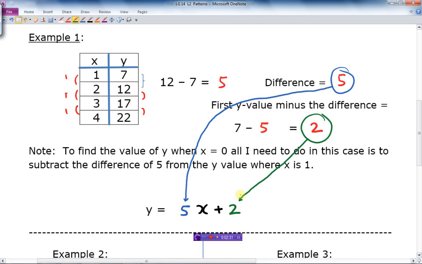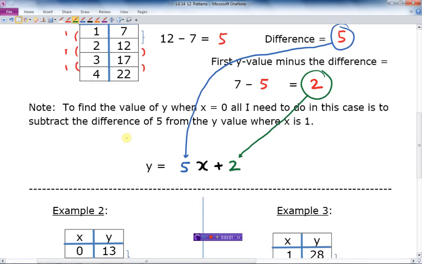Just to test this out, let's take a look. If I put 1 in for x, substitute each of the x values in for the x and see what you get when you multiply by 5 and add 2. We find that 5 times 1 is 5 plus 2 is 7, gives us the y value of 7, perfect. Put 2 in there, 2 times 5 is 10 plus 2 is 12. The last one, 4 times 5 is 20 plus 2 is 22. So that works. Let's try with the next couple examples.